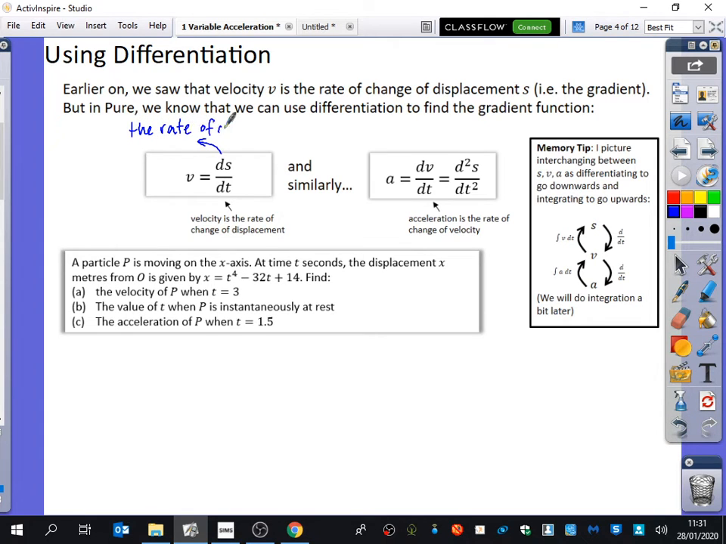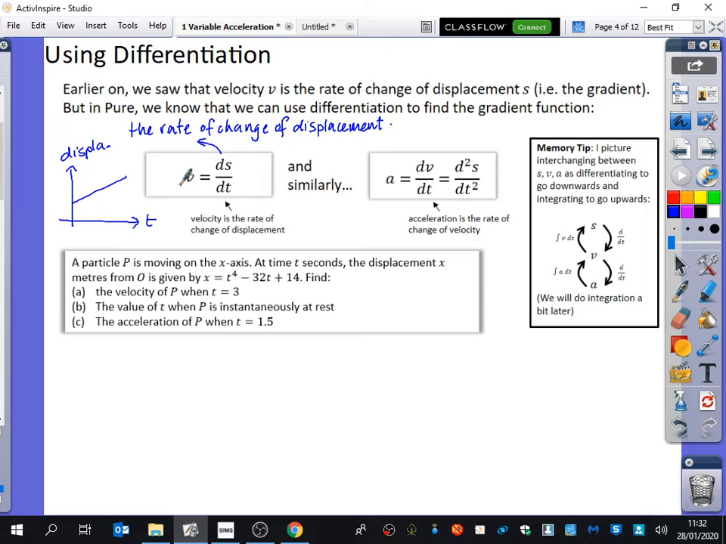Because ds/dt means the rate of change of distance or displacement. So velocity is the rate of change of displacement. If you think about a displacement-time graph, so there's time and this is the displacement, you know from GCSE that the gradient of that line was the velocity. So ds/dt is differentiating displacement, which is s, with respect to time. That would give you the gradient, which is what the velocity is equal to.